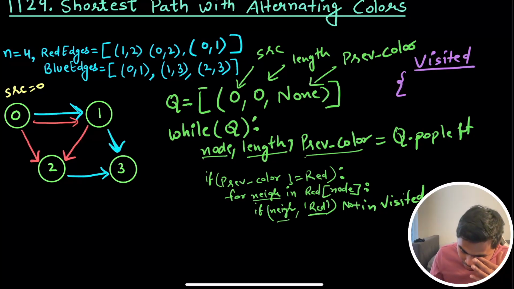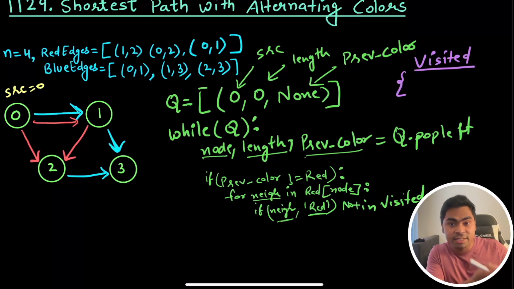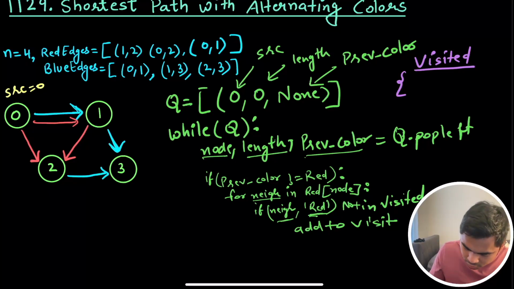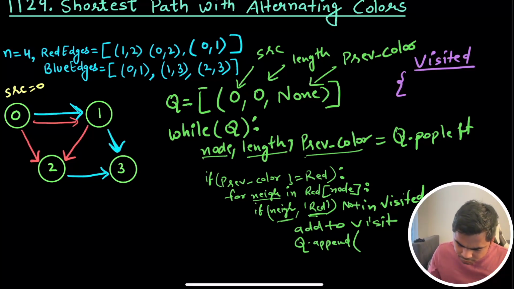because this neighbor might have been in visited with blue color, but this time we're just checking with the red color. If this is not in visited, then I will add it to visited right here, and then also append this to your queue. So queue dot append, and here you will add this neighbor, and then you can add length.